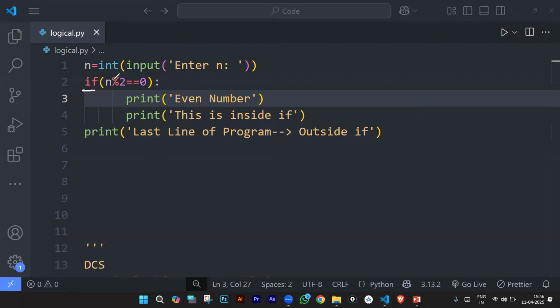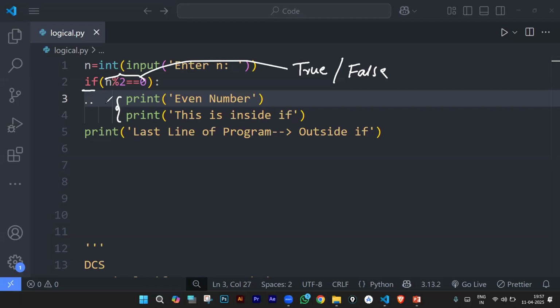So first we are writing if. This is our condition. Ultimately, what did I tell you? This condition should give us true or false. If this condition is true, what will happen? These two statements will be executed. Why am I pointing at these two?